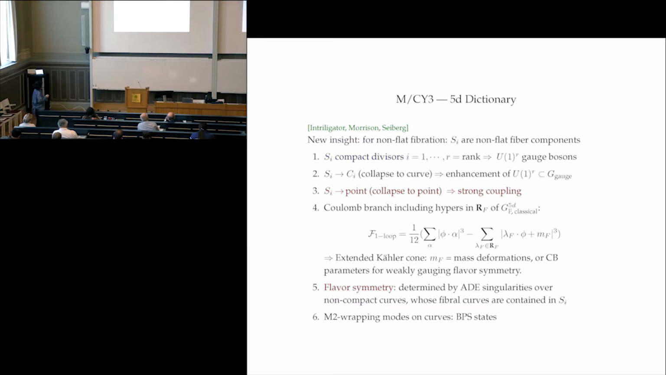The strongly coupled flavor symmetry is determined by the curves of the ADE singularity that are contained in these compact surfaces. In this case here, you see these E7 curves contained in the surface S in this particular resolution. So in that case, we will expect an enhancement to E7. And usually this flavor symmetry is enhanced compared to the classical one. And then finally, this is the comment regarding your question: you can look at M2 branes wrapping curves, and this will give rise to BPS states.